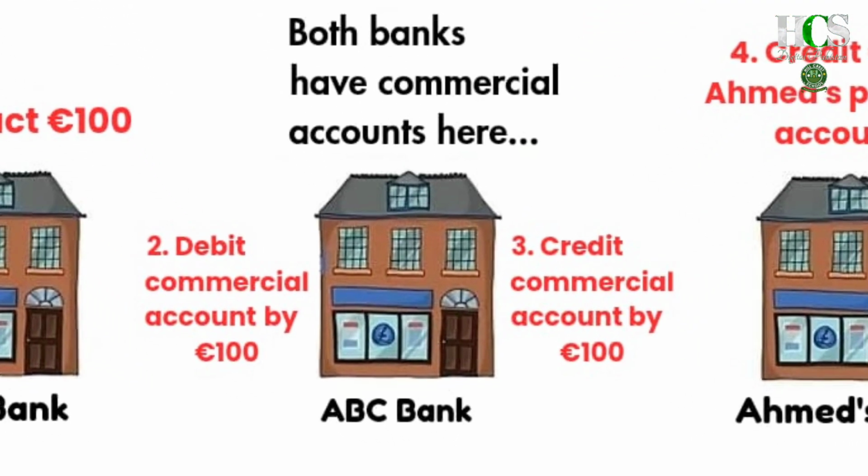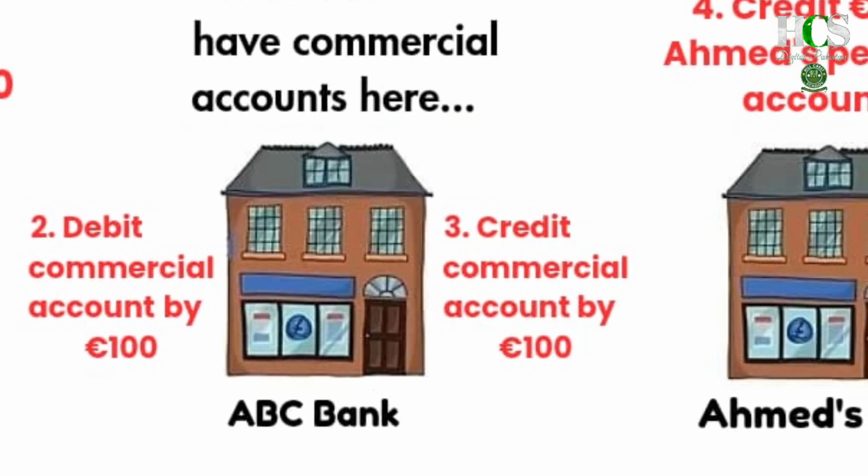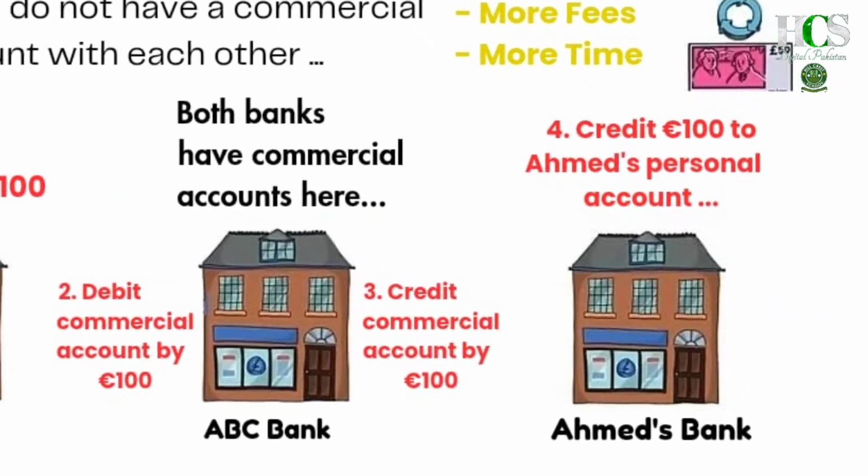Ahmed's bank will notify the bank in the middle to debit their commercial account for €100 and credit the commercial account of Ahmed's bank for the same amount. The bank in the middle will credit the money to Ahmed's bank commercial account. Ahmed's bank will then credit the money to Ahmed's personal account.